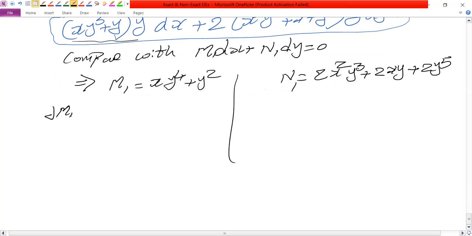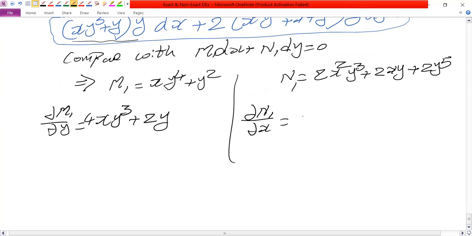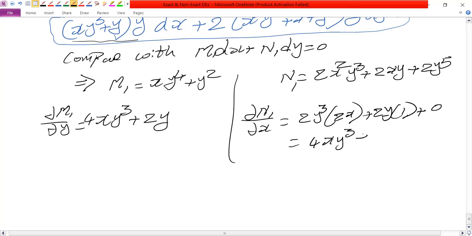While finding dou M1 by dou y, we have to treat x as constant. Differentiation of y power 4 is 4 y cube, plus differentiation of y square is 2y. Now, dou N1 by dou x. Partial differentiation of N1 with respect to x, treating y as constant: 2y cube into differentiation of x square, which is 2x, plus 2y square into differentiation of x, which is 1, plus the derivative of 2y power 5 with respect to x, which is 0. So finally we'll get 4xy cube plus 2y. So this is dou M1 by dou y, and this is dou N1 by dou x.